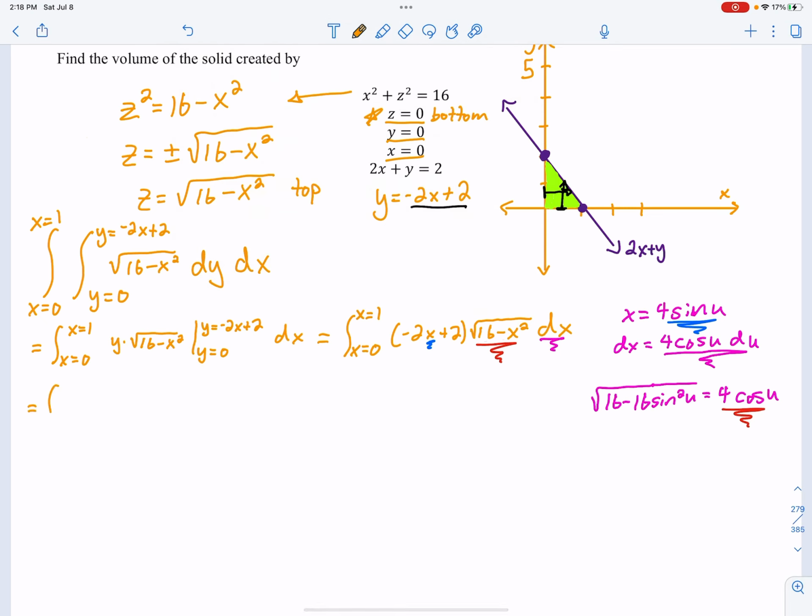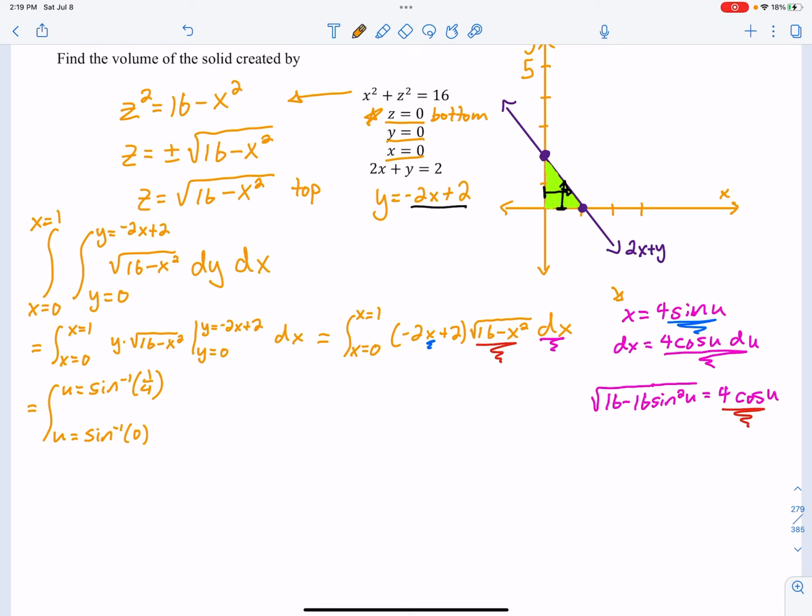So the bounds: if I plug 0 into this function here and solve, I'm going to get the inverse sine of 0. We'll figure that out in a moment. And then if x was 1, I divide by 4 and then take the inverse sine. So I have the inverse sine of 1 over 4. That's just taking each x, plugging it in here, and solving for u.